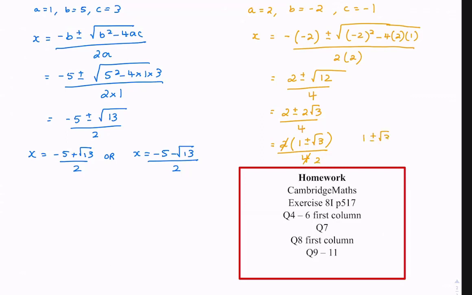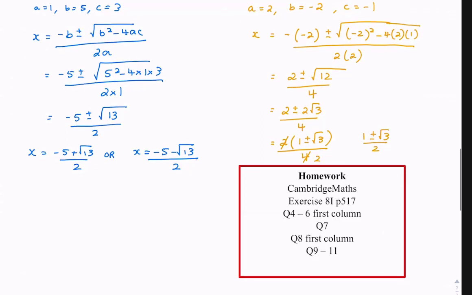minus √3 over 2. So for this one, I have two solutions. I have x equals 1 plus root 3 over 2, or x equals 1 minus root 3 over 2. And I'm not writing that down because I don't have enough space, but you do.